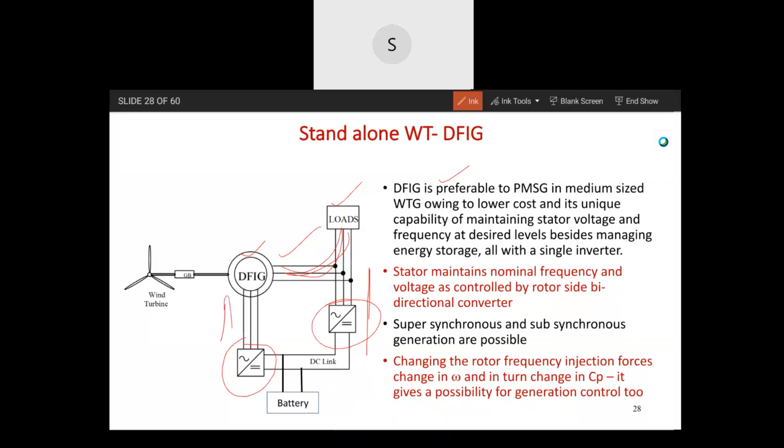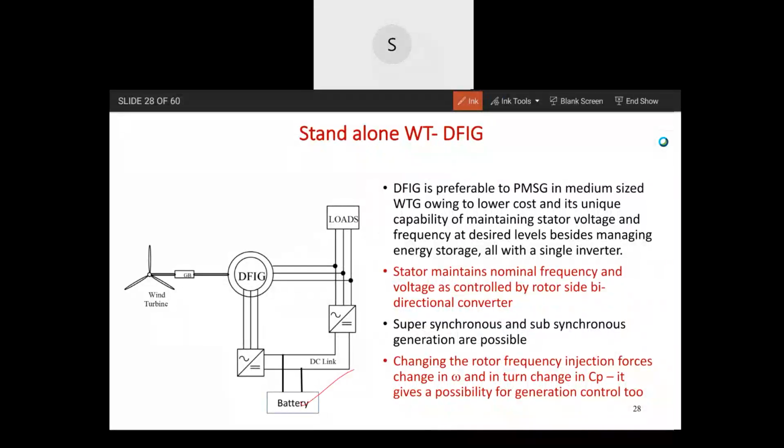Similarly, the DFIG can operate in supersynchronous or subsynchronous mode. That is, power will either be injected into the rotor or taken from the rotor, and that extra power can be stored in the battery. Deficit power can be taken from the battery. The cost will be much less. That is what it is saying: it is managing energy storage in a microgrid. You need energy storage, and that energy storage can be utilized here, with no extra components. This is regularly used for storage.